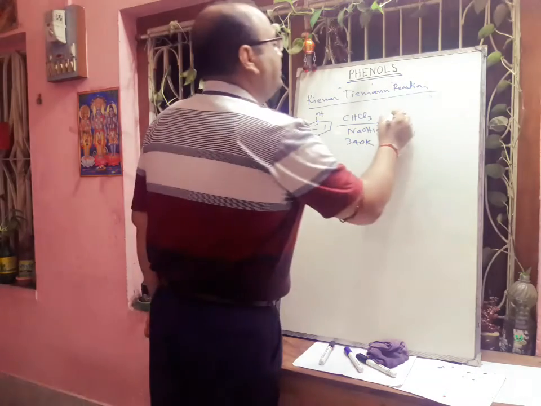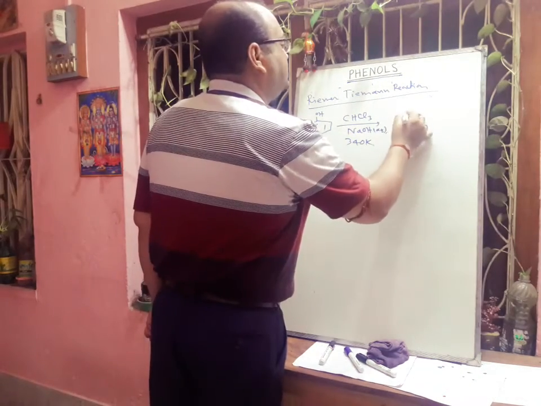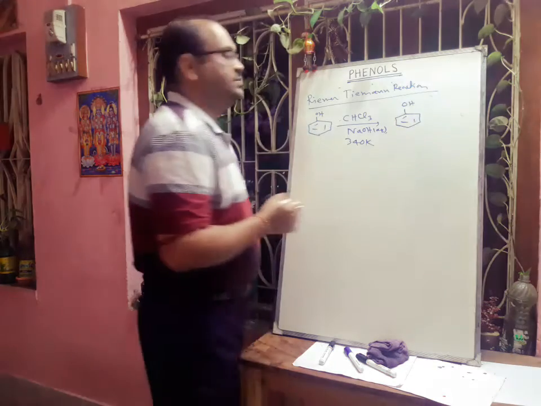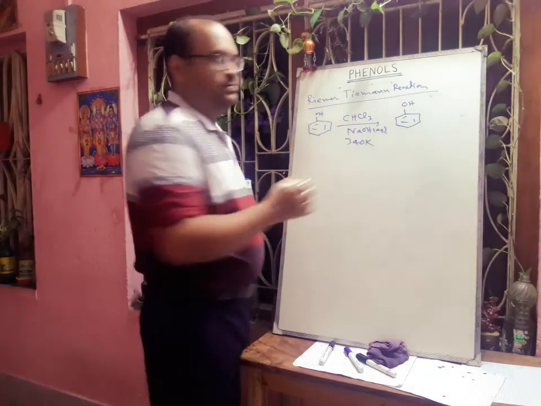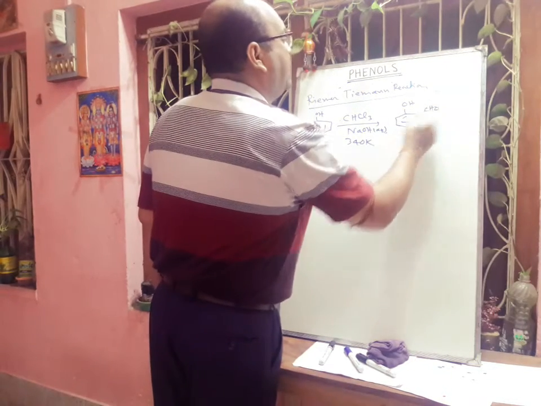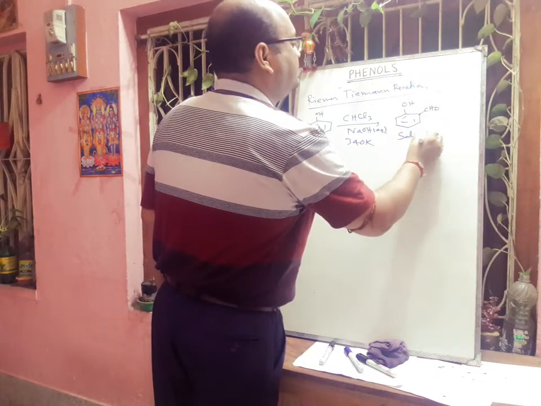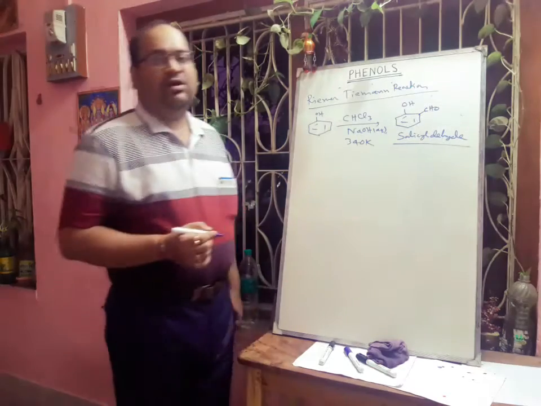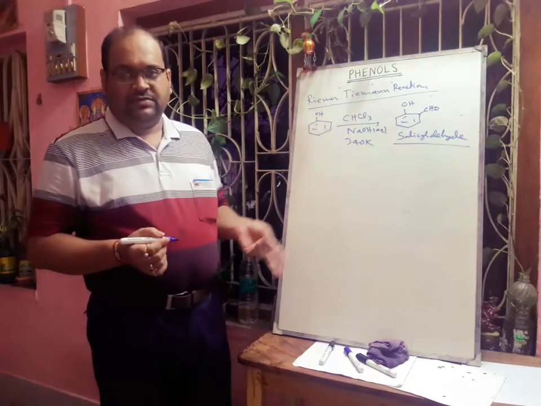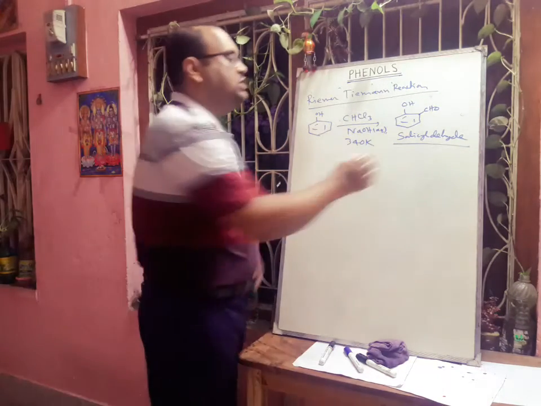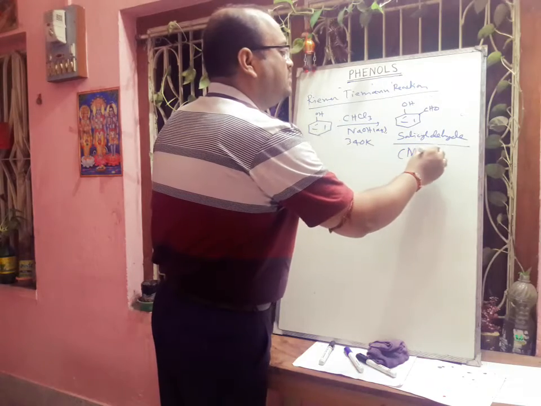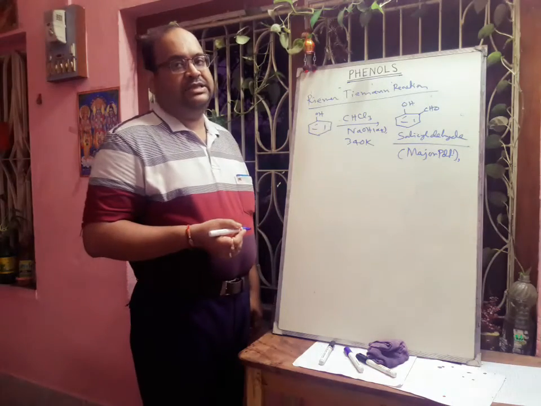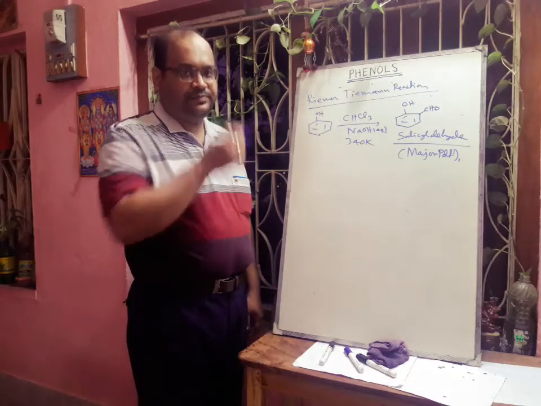Then we get a compound like this, OH and CHO, that is called salicylaldehyde. And here we also get the para isomer, but the para isomer is minor, so this one is the major product. Now we have to understand what the mechanism of this reaction will be.